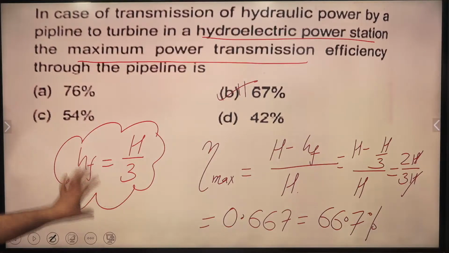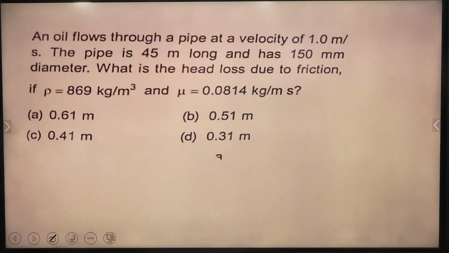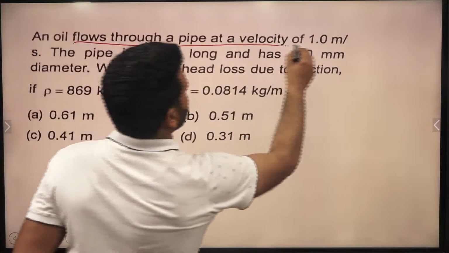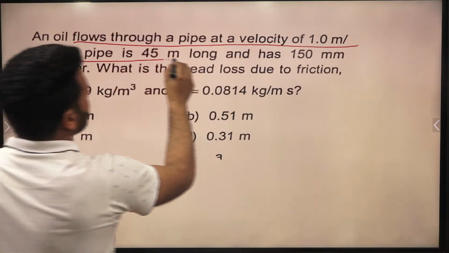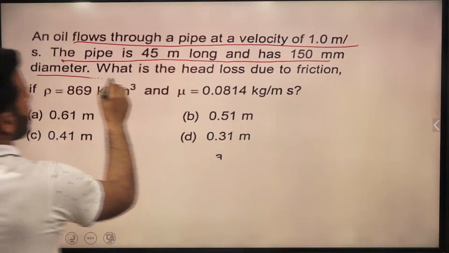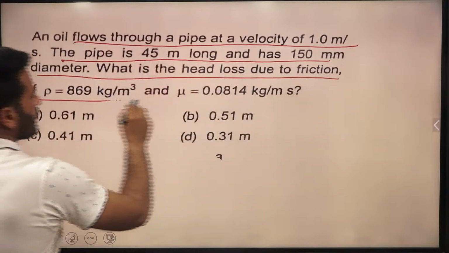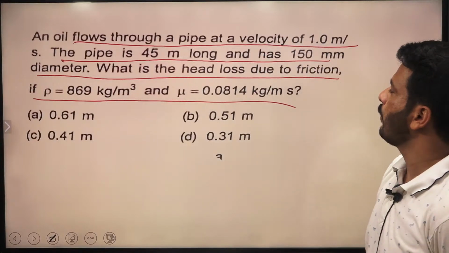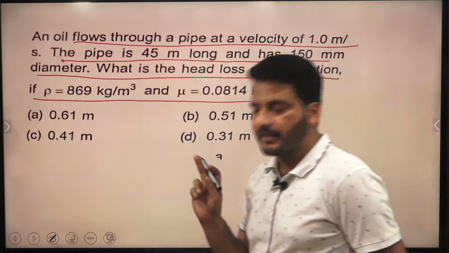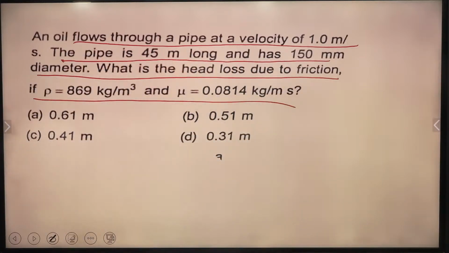This I wrote because earlier in the previous class we solved a question where we had to calculate the head loss due to friction, so we used the Darcy-Weisbach formula. Oil flows through a pipe at a velocity of 1 meter per second. The pipe is 45 meter long and has 150 mm diameter. What is the head loss due to friction? Darcy-Weisbach formula: HF equal to 4FLV square upon 2gD. Even if you write it with respect to the friction factor, then FLV square upon 2gD will be the head loss due to friction formula. Clear? That will be the formula.